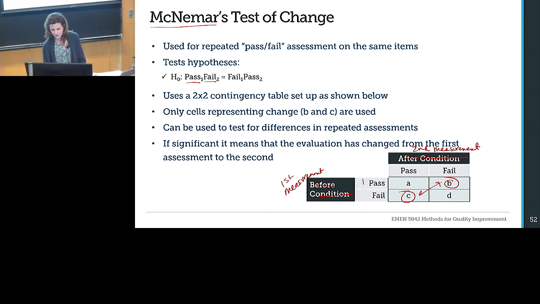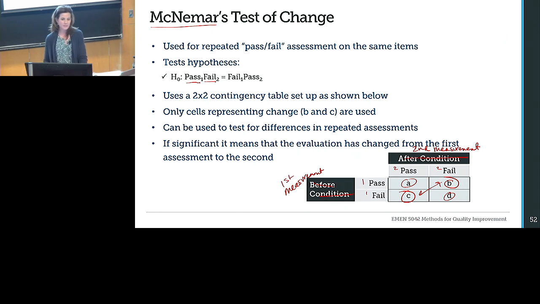Right? So the first time I said this proportion of items passed and this failed, I agreed on those between the first and second time, but I changed my mind on this one. The first time I said it failed, the second time I said it passed, right? I changed my mind. So these are the items I changed my mind on. But has it changed significantly enough that it's significant?